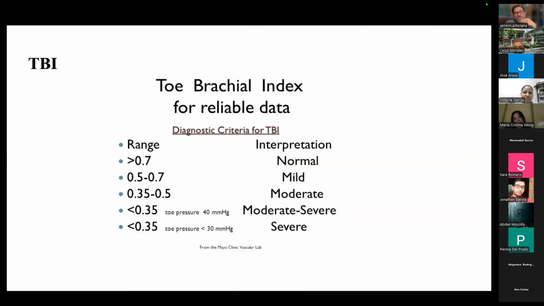When you look at a toe brachial index, these are the normal ranges, right? And the abnormal ranges. A range greater than 0.7 is interpreted as normal. Mild PAD is 0.5 to 0.7. Moderate is 0.35 to 0.5. Severe is less than 0.35, or a toe pressure of less than 30 millimeters of mercury.